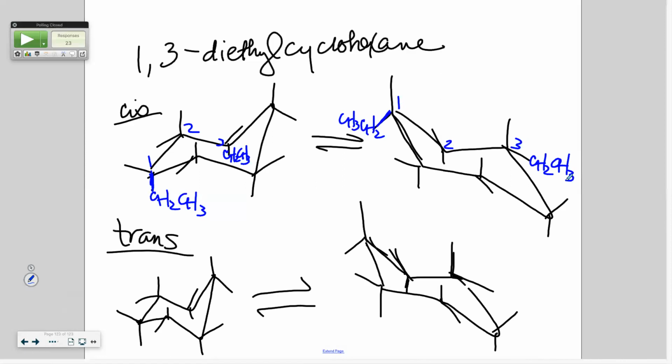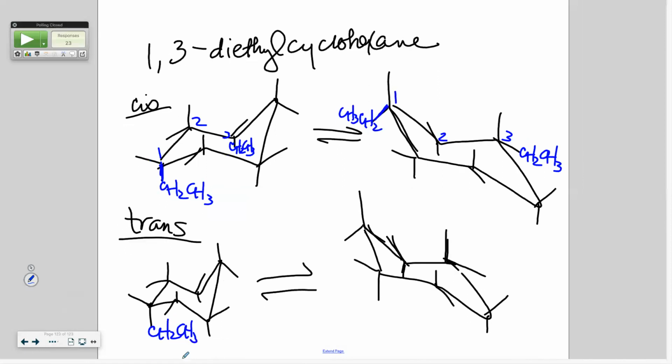Okay, you ready to do the trans? I think the axial is easier to see, so I would say do that one first. So there's my axial ethyl. Okay, this is carbon one. Where's carbon three? Because you know this guy's going down. He's going down. Okay. Man, it doesn't want to. Is it my finger? Where's my pen? I don't even know.